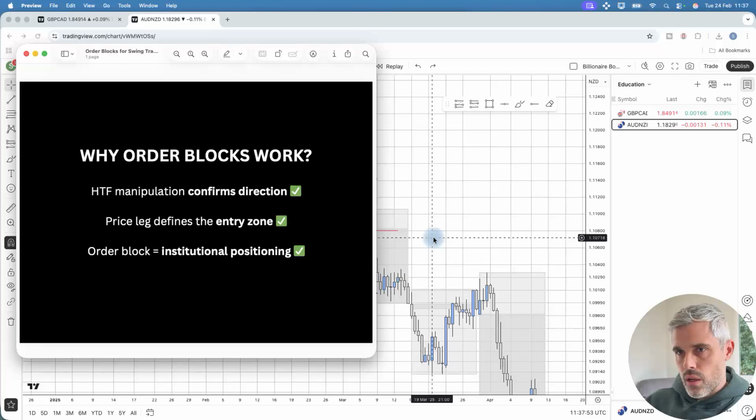So let's review. Why do order blocks work? Higher time frame manipulation confirms your trading direction. Are we accumulating, manipulating, or in the distribution phase? If we're distributing, order blocks become very high probability. Price legs or order flow define the entry zone. This is where order blocks are created, and they are essentially the footprint that shows institutional positioning. So it's exactly where we want to get involved in the trade to piggyback on the move in the market.